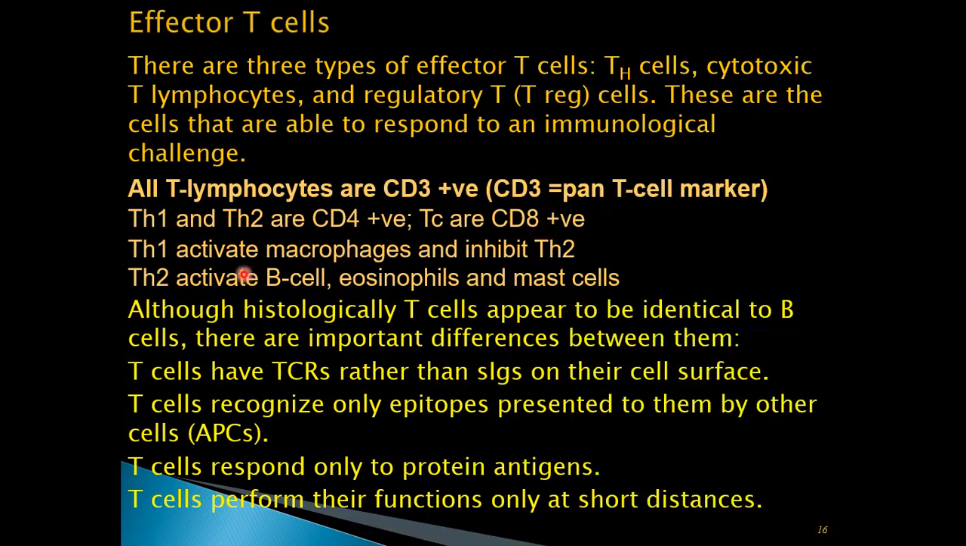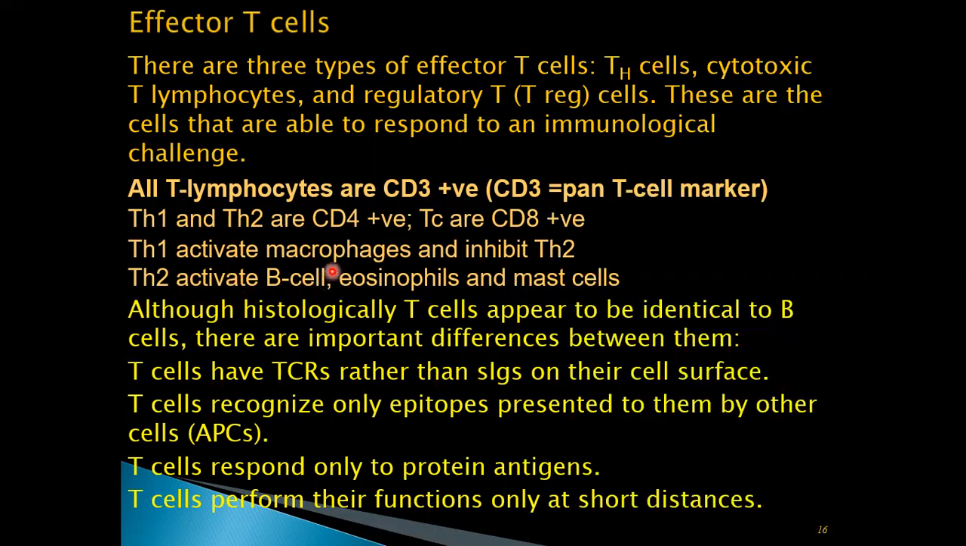Now, what is the difference between T helper cell type 1 and T helper cell type 2? T helper type 1 cells, when they are activated, activate the macrophages and inhibit the T helper cell 2. And T helper cell 2 only activates the B cells.